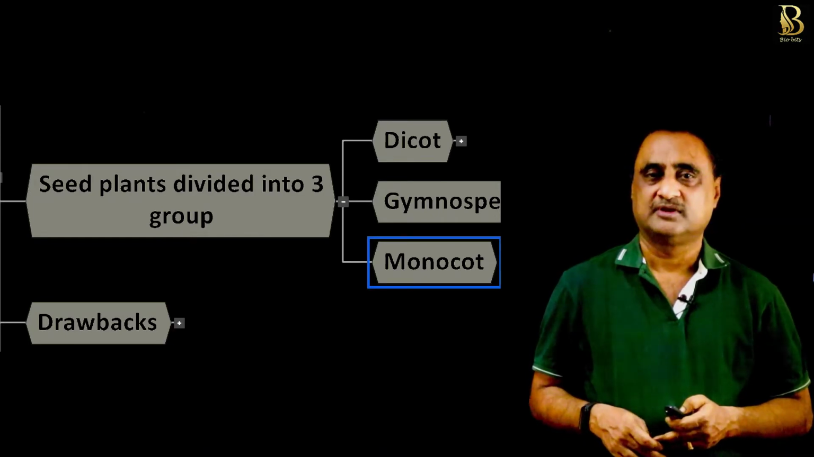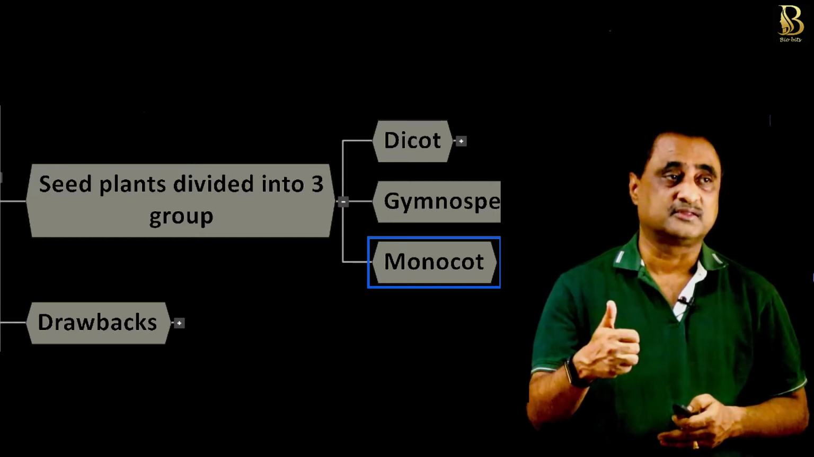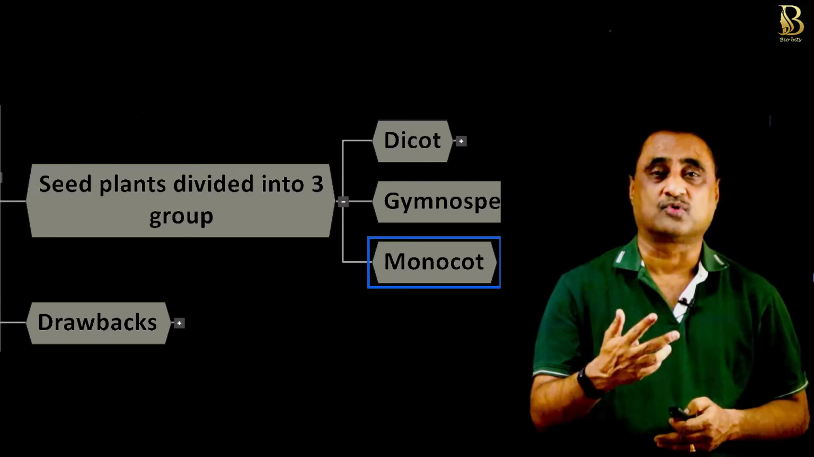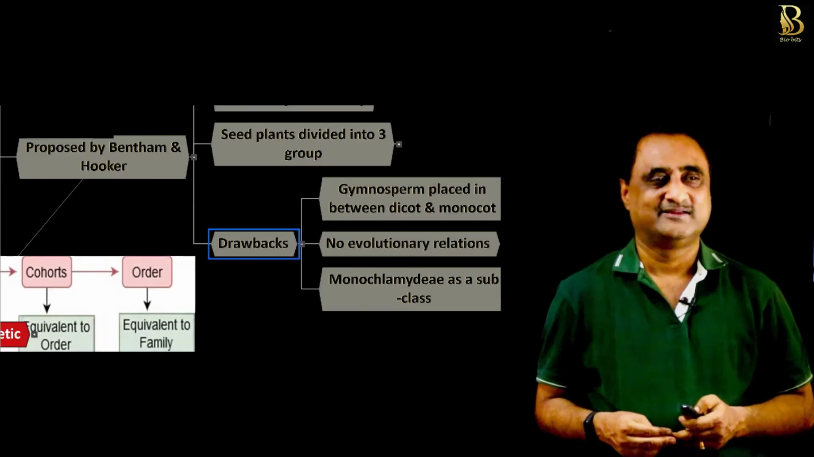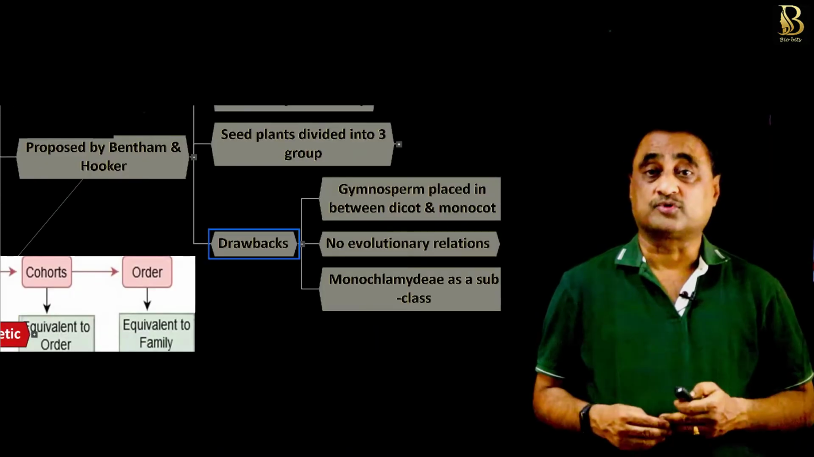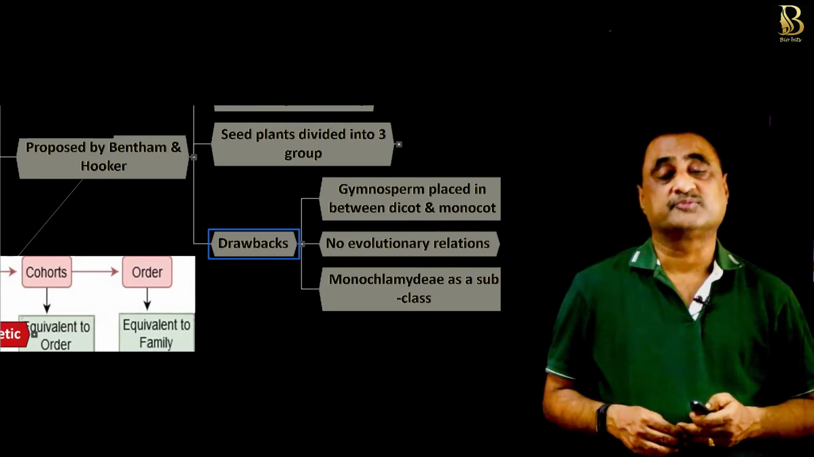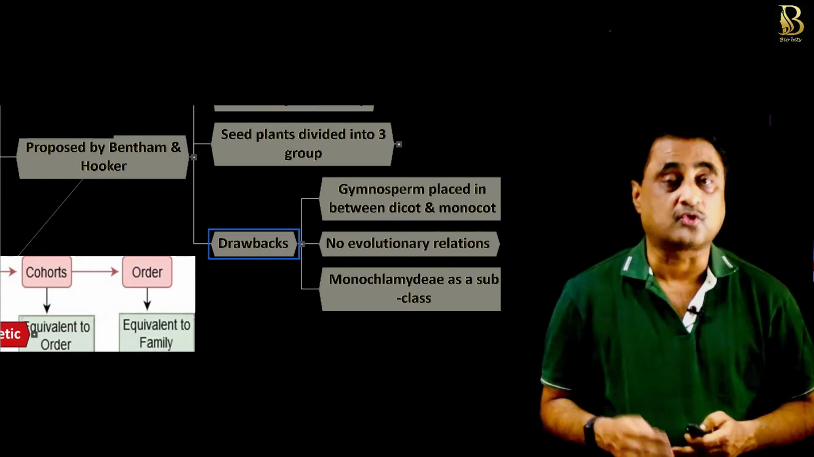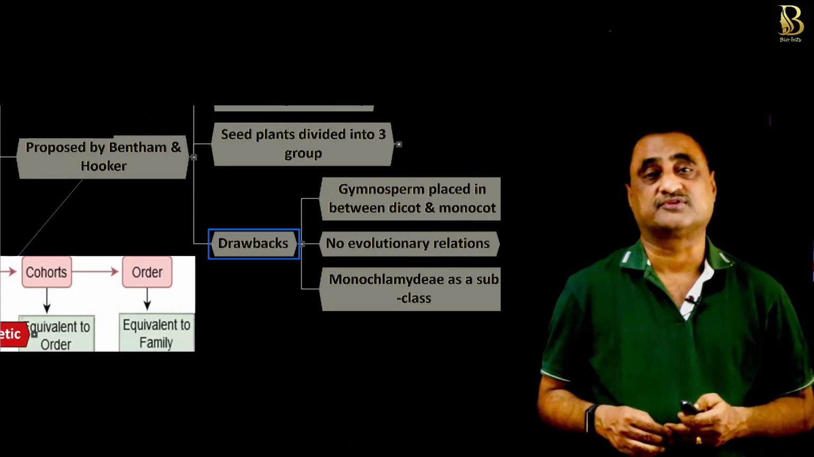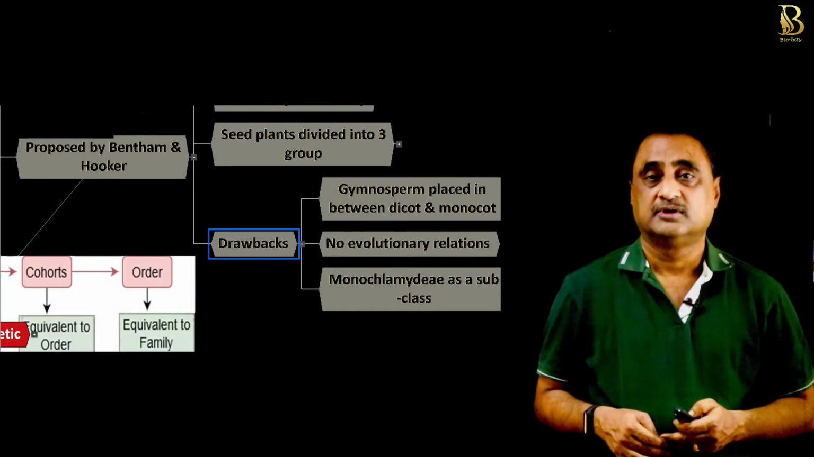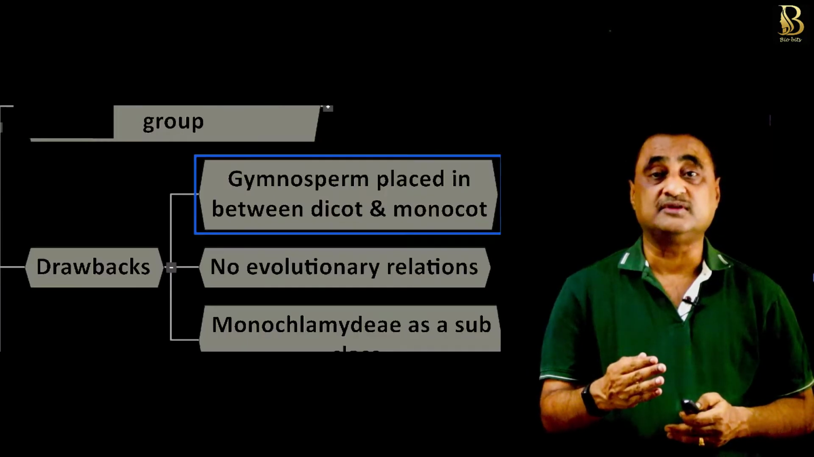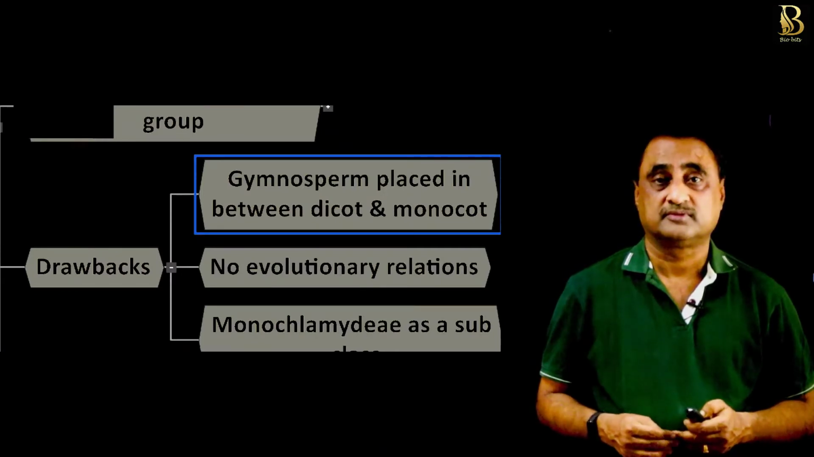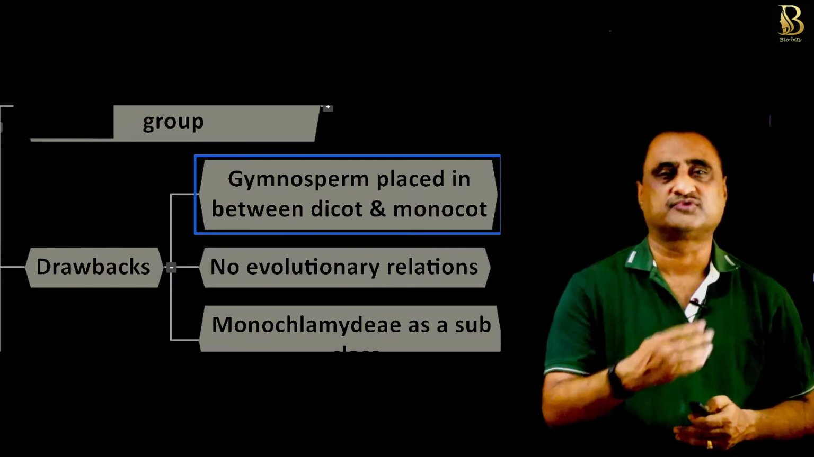So once again, there are 3 groups: the dicot, gymnosperm and monocot. These 3 are recognized. Now let's talk about the drawbacks. In competitive examinations, it is often asked what the drawbacks of the Bentham and Hooker system of classification are. The first drawback, as I told you, is that gymnosperm is placed in between the monocot and dicot. That was the first and foremost drawback.